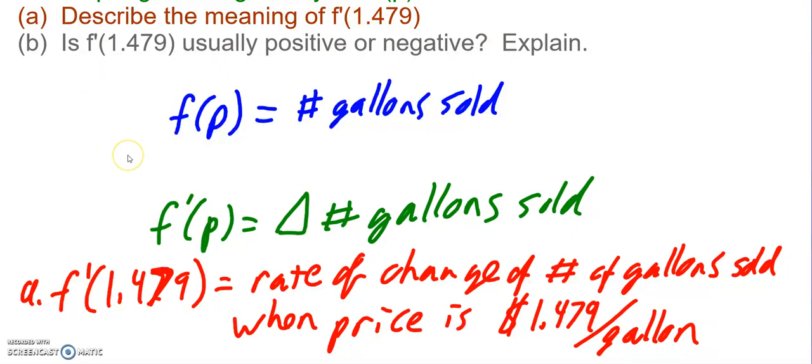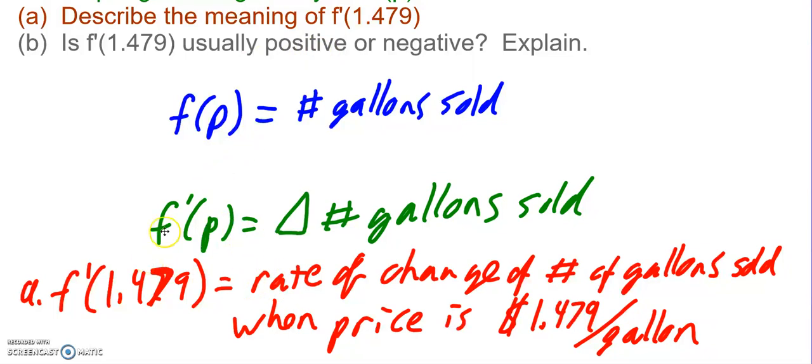So is f prime of 1.479 usually positive or negative? Now, the first thing I would argue is, well, if gas is at $1.479 per gallon, people are probably buying more gas because it's really cheap. That would be really cheap for gas. However, that might lead you to believe, well, then it would be positive.